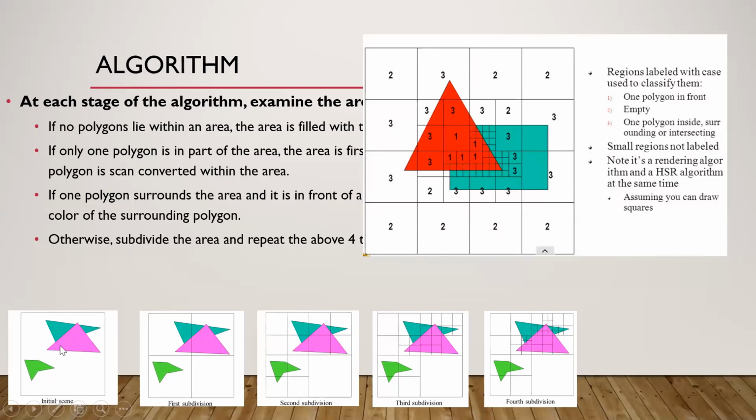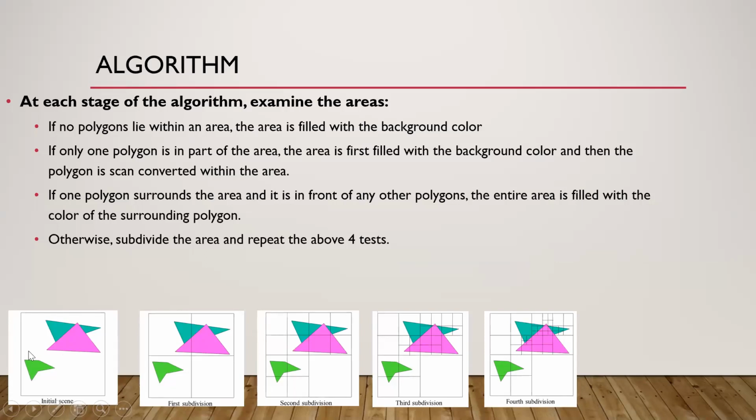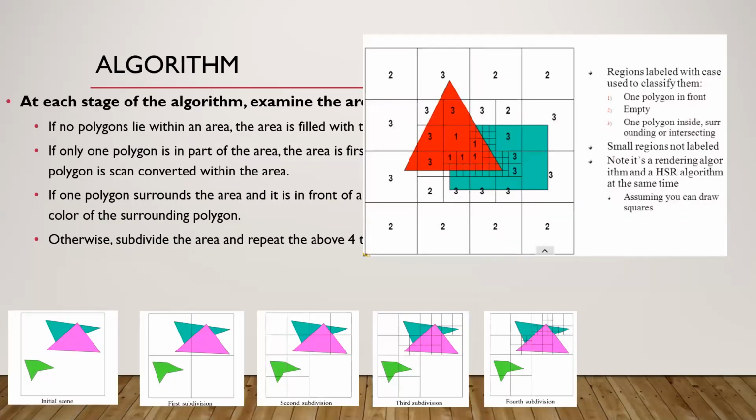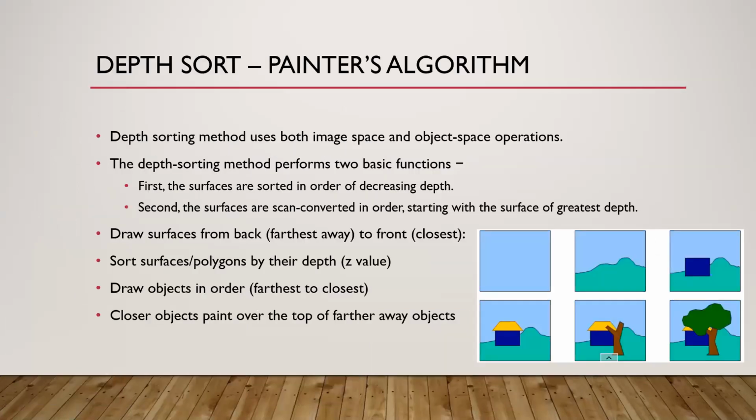Initially you will have a set of objects. You are going to divide that area into 4 equal parts, and the area subdivision will continue until there is no object in it, or there is only a single polygon present in it, and based on that particular polygon the color is going to be filled. Clear? So that is all about Warnock's subdivision algorithm.